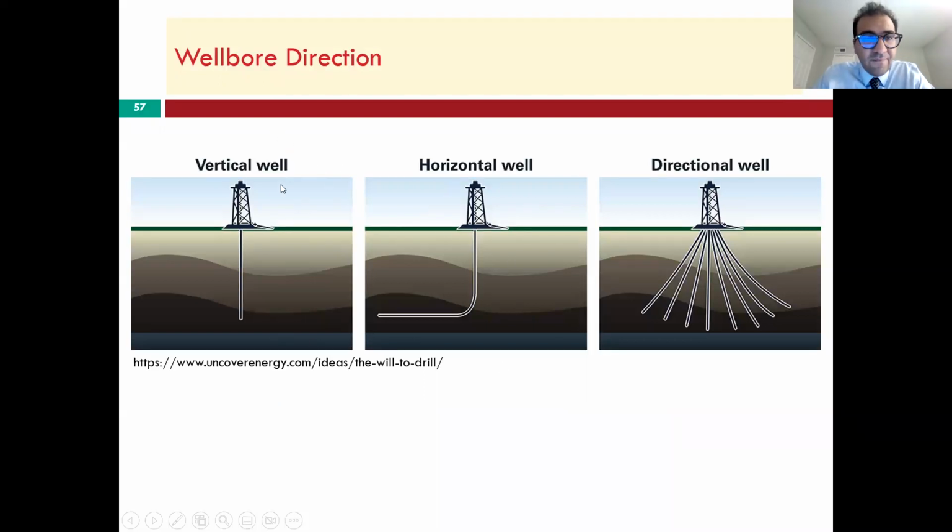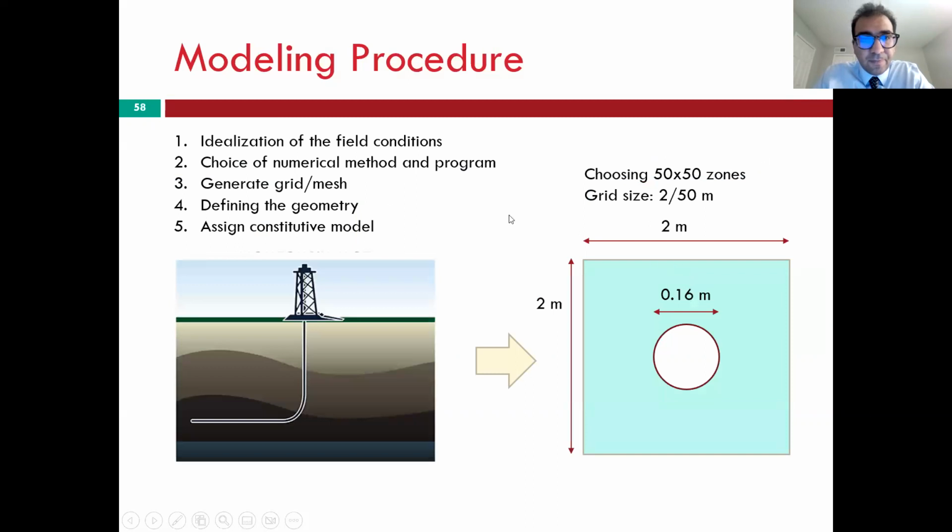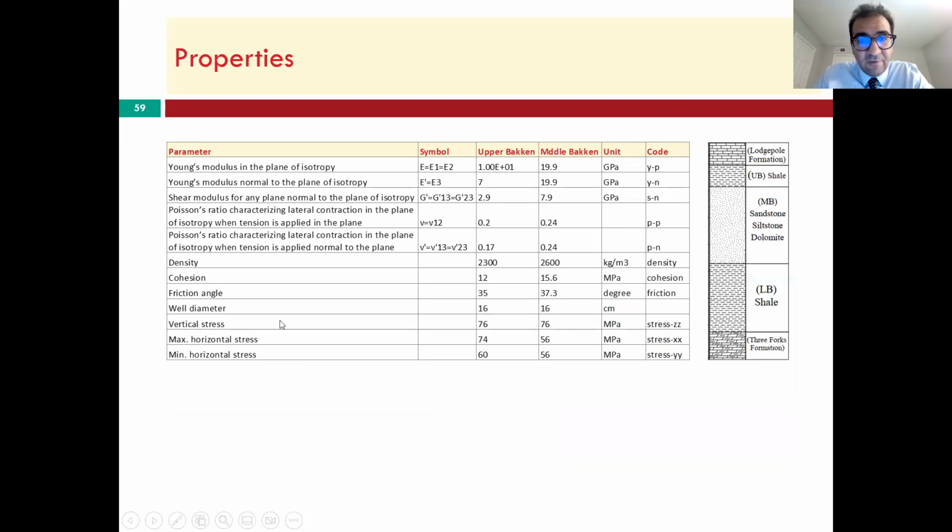We also studied the different wellbore stability cases with respect to the direction of the wellbore, for instance, the vertical wellbore, horizontal well, and also the directional well. The modeling procedure is the same procedure that we discussed earlier, from idealization of the field condition to geometry development, constitutive model, and analyzing the system. We had the opportunity to do both two-dimensional analysis of a cross-section of a wellbore, as well as the whole three-dimensional model of that wellbore and the surrounding environment.